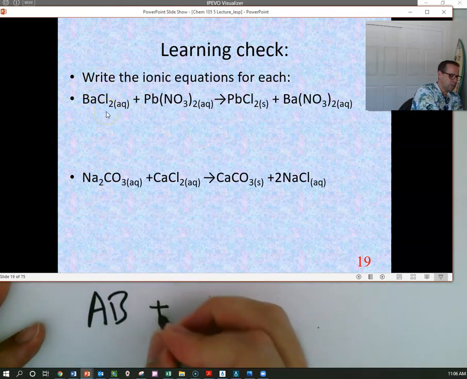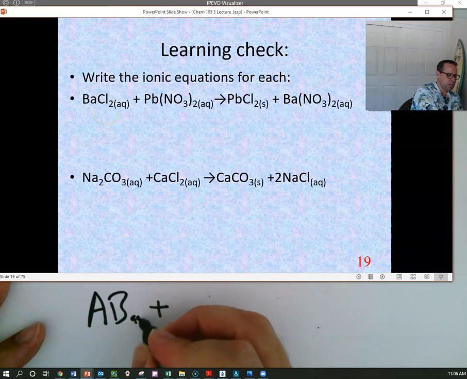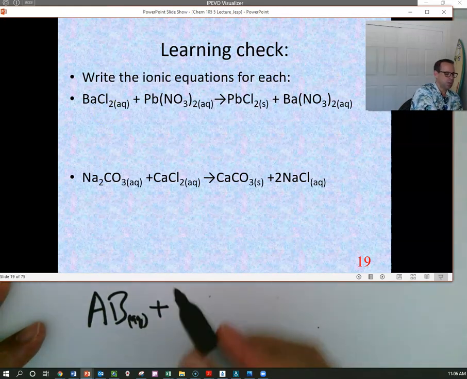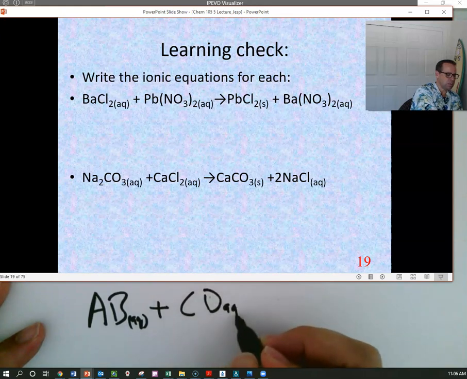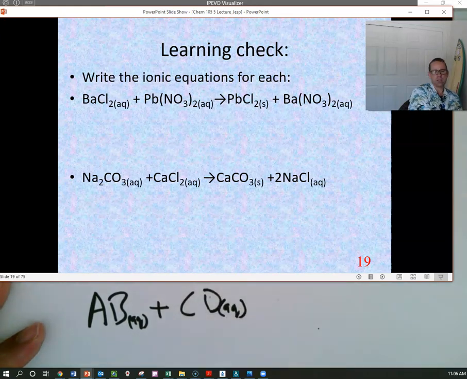And then I mix it with another ionic compound. And again, these are aqueous, dissolved in water. I mix it with another ionic compound that is dissolved in water as well, and we'll call that one CD. C is a cation or a metal, in this case we could think of it as lead. And D is the anion, the other side, which we could think of as the nitrate here.